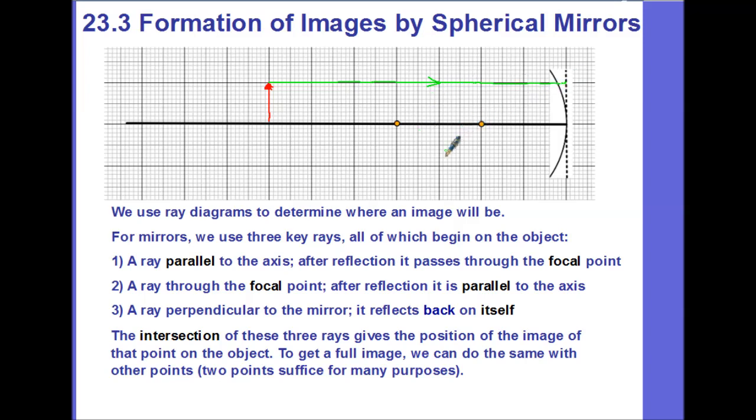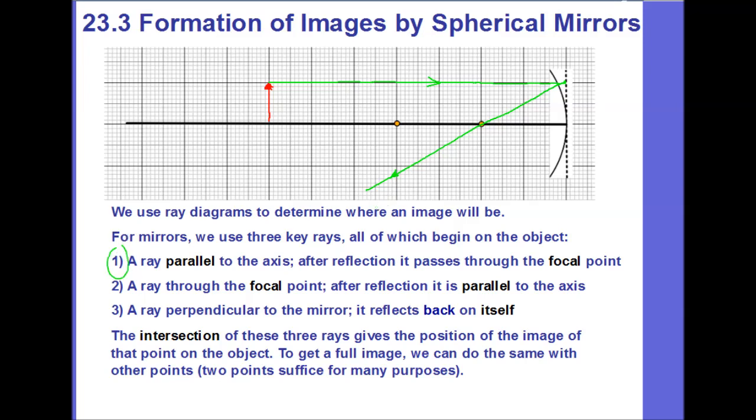If this is the center of curvature of that mirror over here, we would say that the focal point would be half of that length, and so this would then go right through the focal point of that mirror. Okay, and so it would continue on like so. Okay, so that'd be ray number 1.